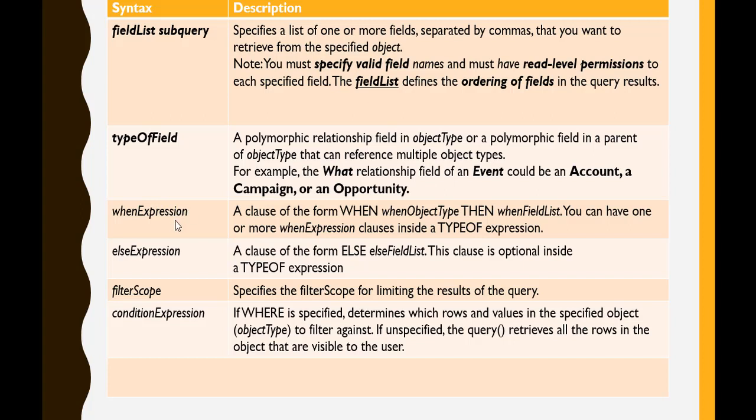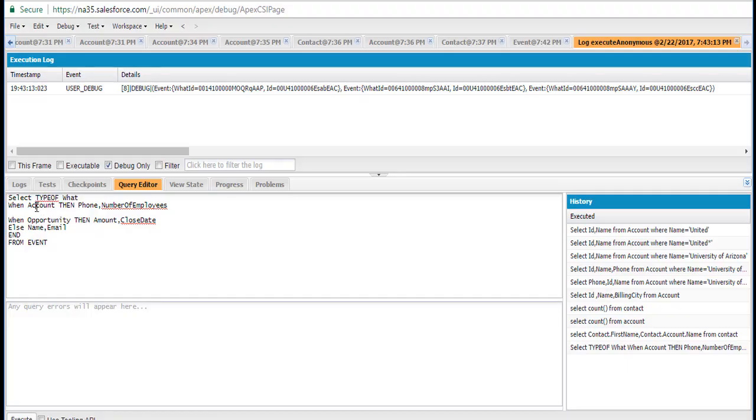The when expression is also a part of the type of. If you remember, a clause of the form when object, then the field list. So if this is when, then these are the field lists. You can have n number of whens here. You can specify when, if it's contact, then this is else. If none of them match, then this is going to be the else block.